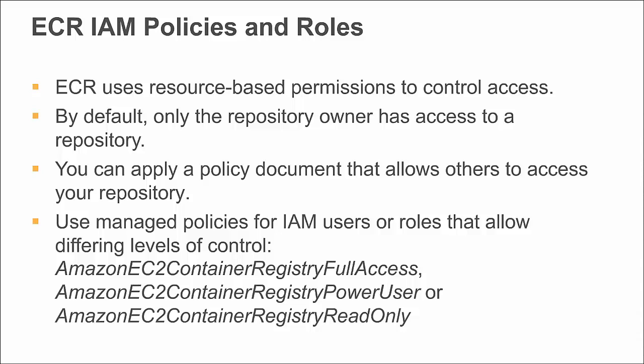The first one, Amazon EC2 Container Registry Full Access, allows full administrator access to Amazon ECR. The next one allows power user access to Amazon ECR, which allows read and write access to repositories, but it does not allow users to delete repositories or change the policy documents applied to them. And then the last policy is self-explanatory. It allows read-only access to Amazon ECR, such as the ability to list repositories and the images within, and also to pull images from Amazon ECR with the Docker CLI.